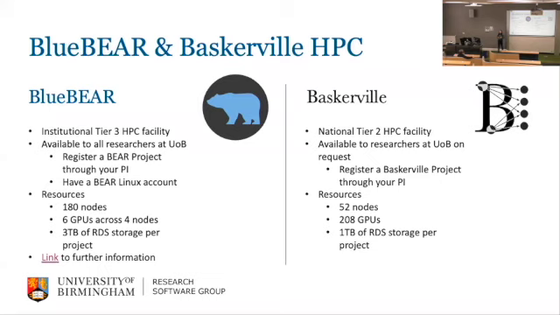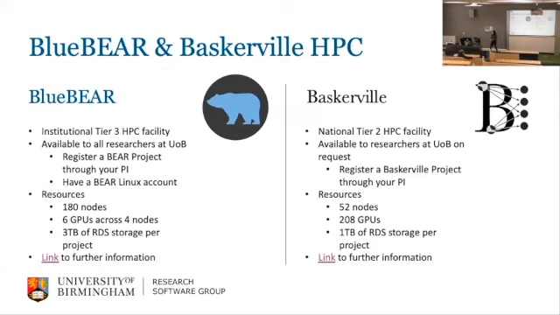As I mentioned earlier, Baskerville is focused on GPU computing, so if you want to train your models, it's much faster. Here you can see the difference in the resources. We have fewer nodes on Baskerville. There are 52 nodes, but each node has 4 GPUs. So there are 208 GPUs in total that you could potentially use on Baskerville. And then in terms of storage, you have 1 terabyte of storage per project.